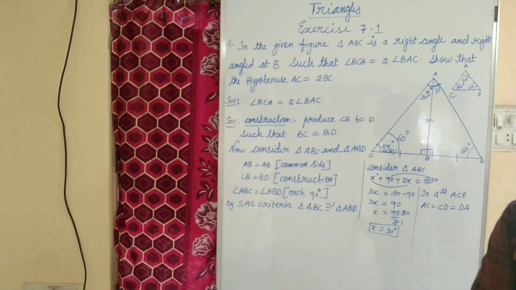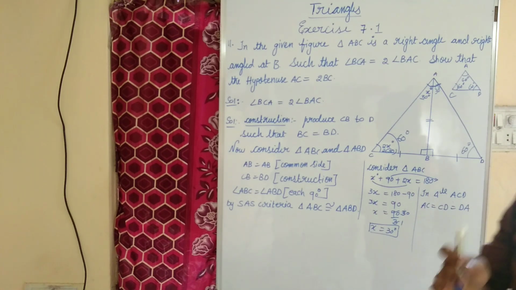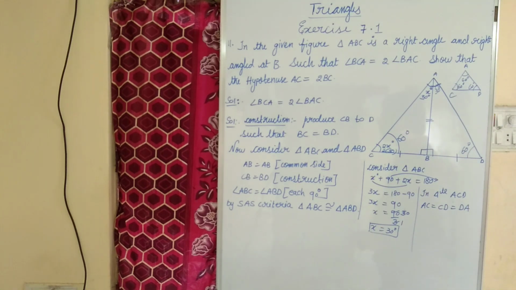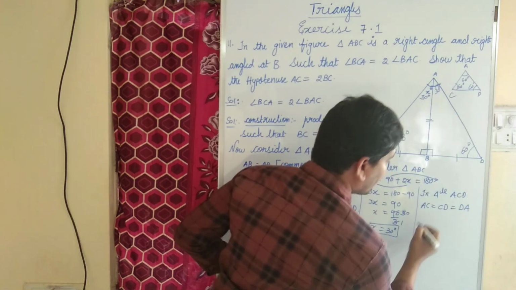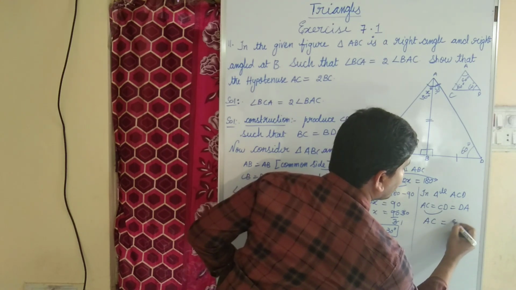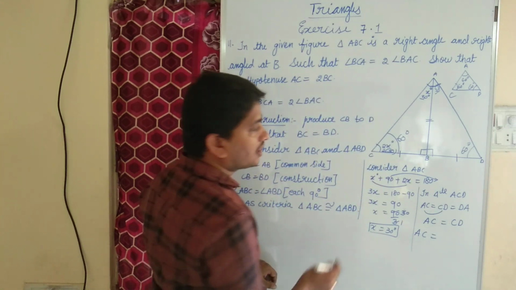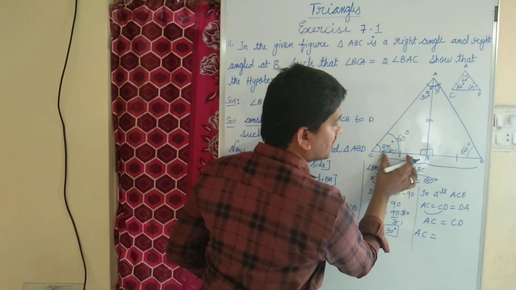Why are we saying ACD is an equilateral triangle? Because in the triangle each and every angle is 60 degrees. A triangle in which each and every angle is 60 degrees is called an equilateral triangle. In an equilateral triangle, all the three sides are equal: AC equal to CD equal to DA. So let us take the two sides AC and CD. CD is nothing but CB plus BD.